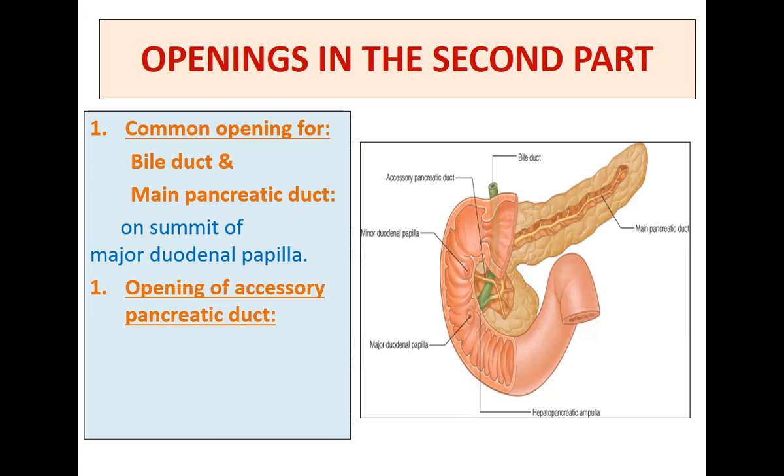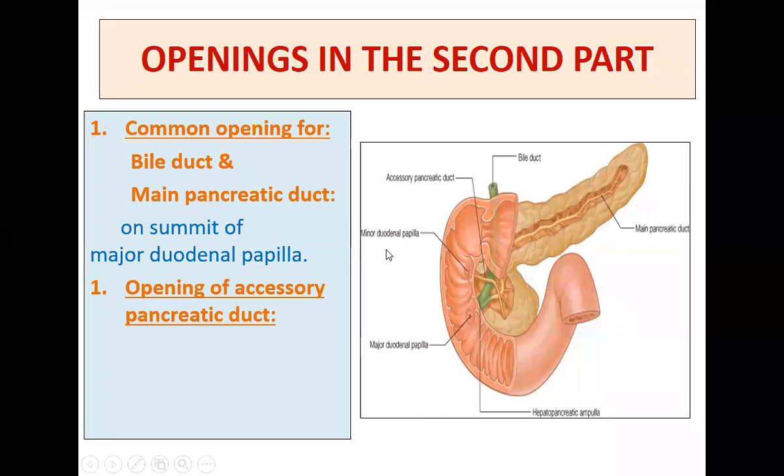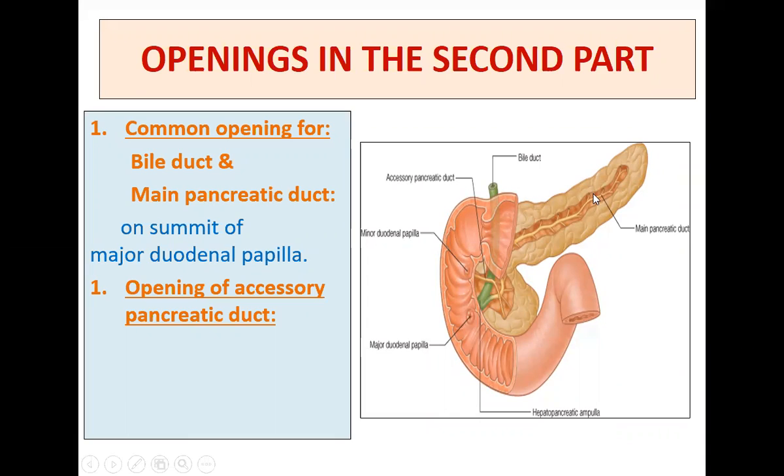Then apart from that, there is a second opening just above the major duodenal papilla. This is called the minor duodenal papilla. Above the major, there is the minor duodenal papilla. This is the opening of the accessory pancreatic duct. When you study, you will see that the pancreas has two ducts. One is the major duct, which opens here through the major duodenal papilla. There is a smaller duct. This is called the accessory pancreatic duct. Okay. So why there is a second duct, we'll study when we study the pancreas and its development. Okay. So this is the minor or accessory pancreatic duct, which opens to the minor duodenal papilla.